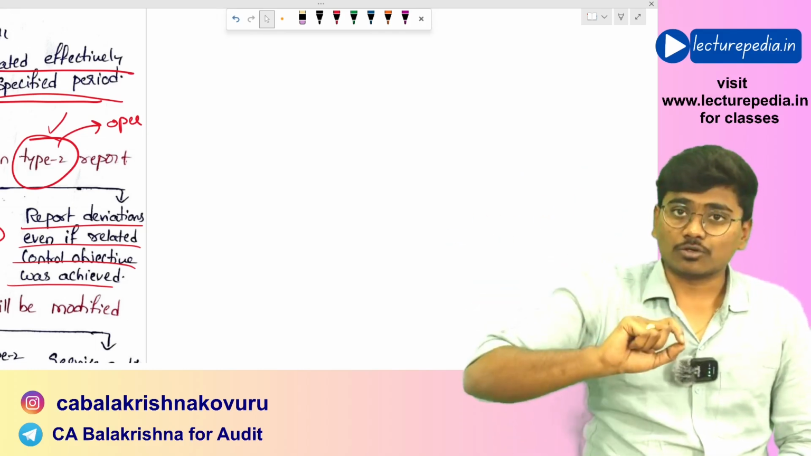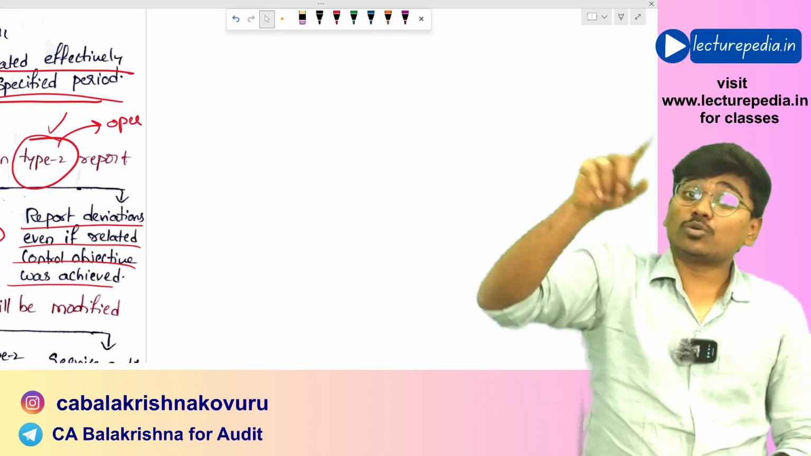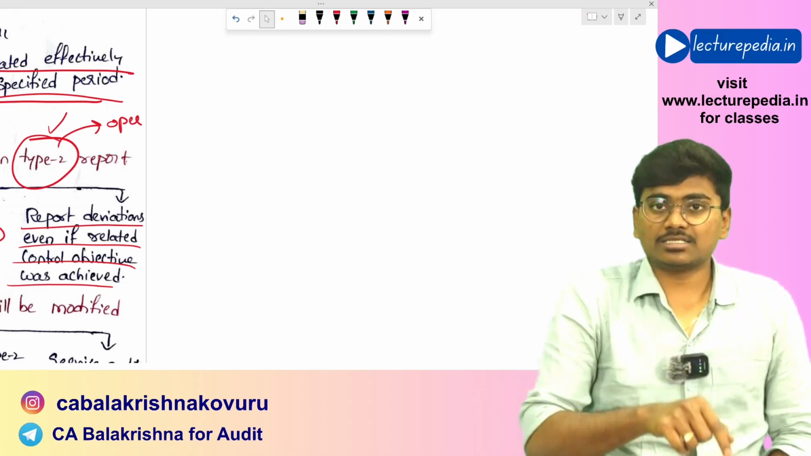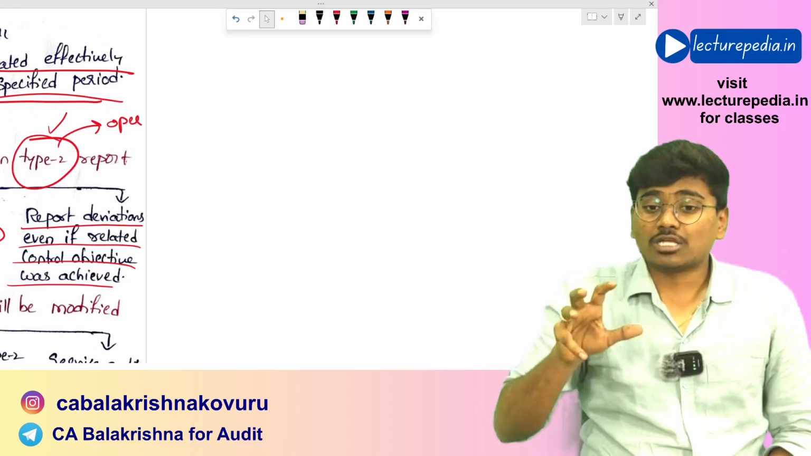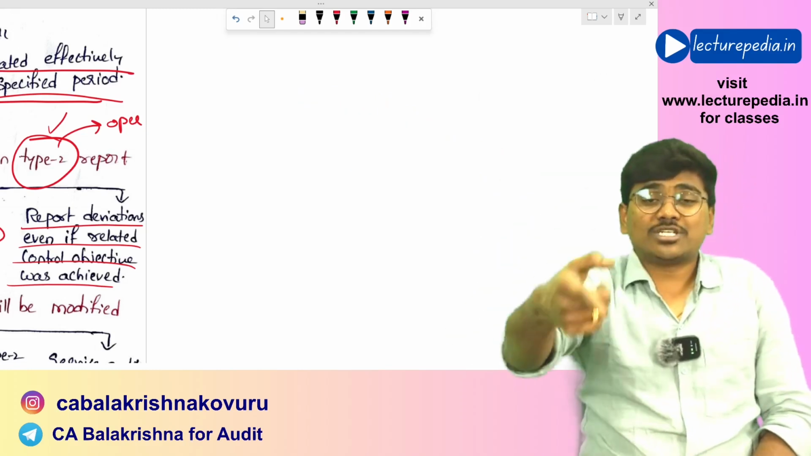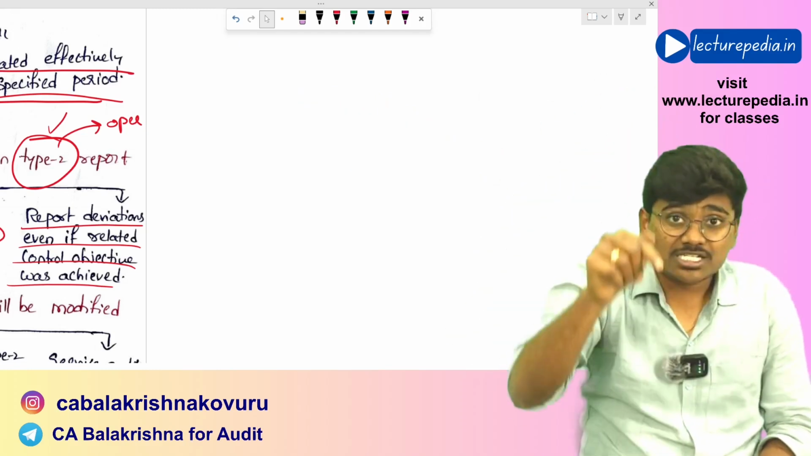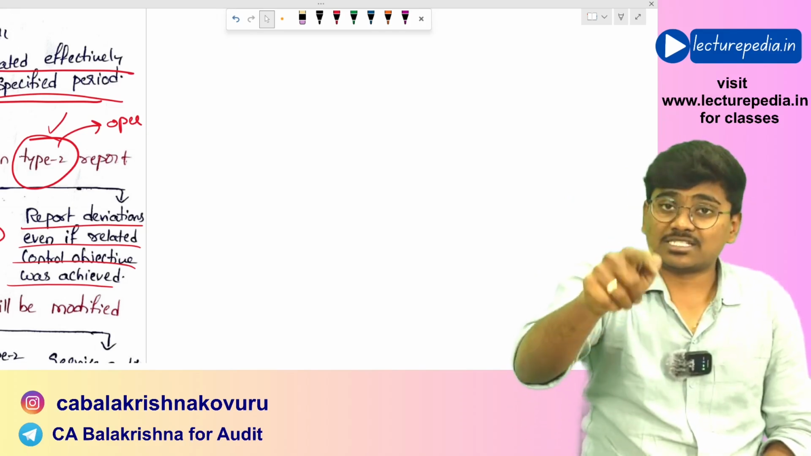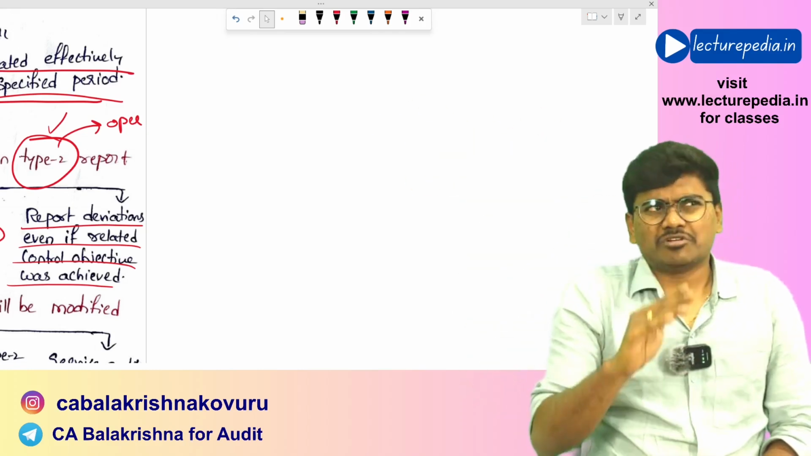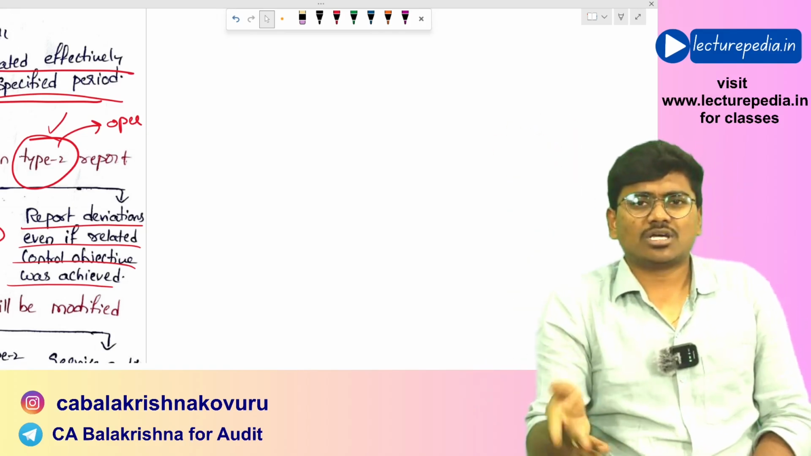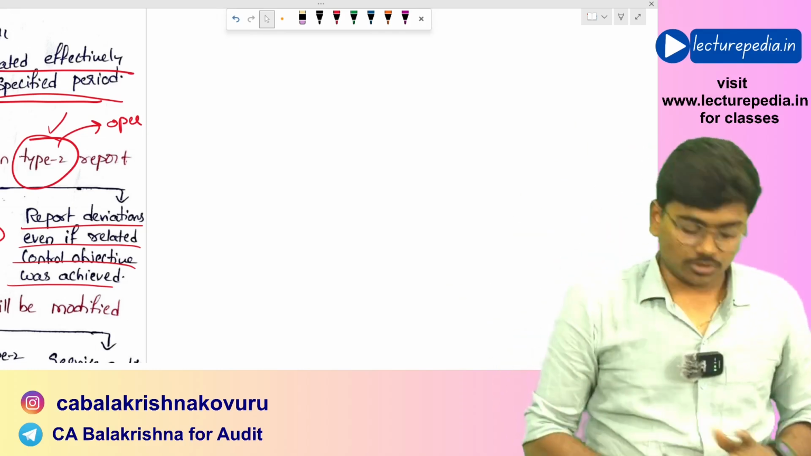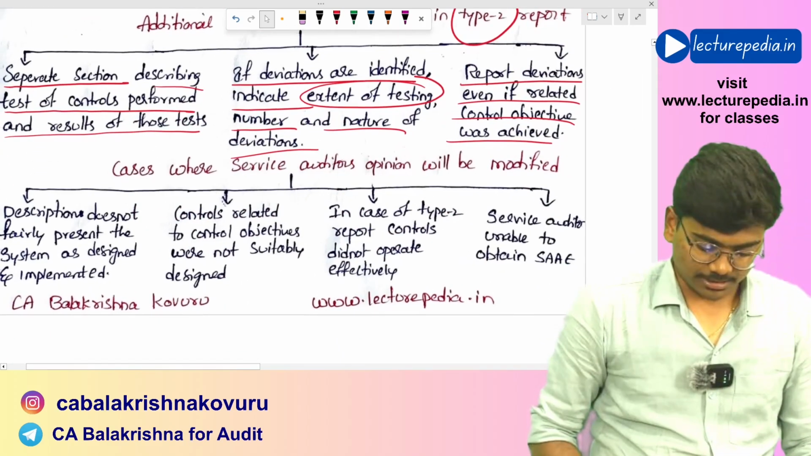So there is a deviation in the control. Even though there is a deviation in the control, in order to achieve the control objective, what the company has done is it has placed a security guard in the entrance, and security guard will allow only authorized people into the organization. So here, even though there is a deviation, the control objective is achieved. So in this situation also, the auditor in his type 2 report must mention the deviation of the control. He should not keep silent thinking that even though there is a deviation, control objective is achieved, so let me not report about this deviation. No, you must report this deviation even though control objective is achieved. Hope that is clear.